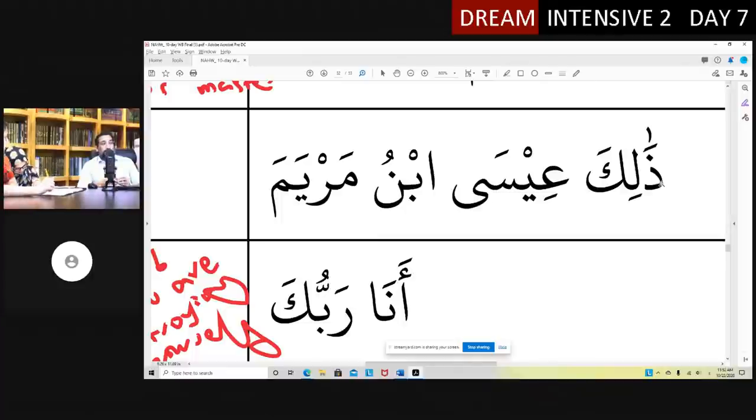And Ibnu is a mudaf. And Maryama is non-Arab, so Maryamu, Maryama, Maryama. So Ibnu Maryama is actually a mudaf, mudaf ilayhi, the son of Maryam. That is Jesus, the son of Mary. That is Isa, the son of Maryam.